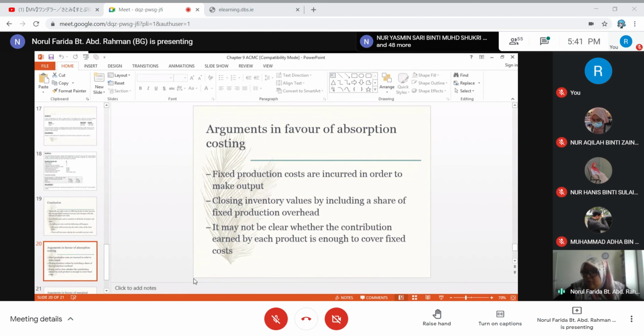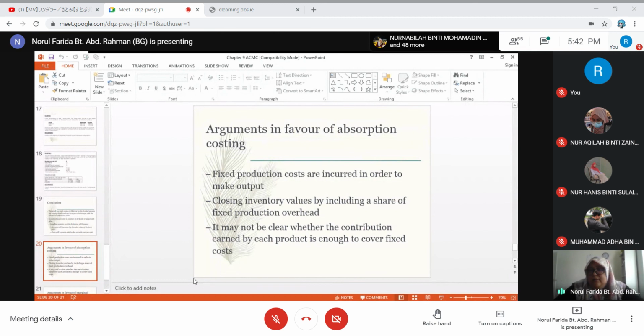Alright. So your arguments in favor of absorption costing, kenapa orang suka pakai absorption costing, is fixed production costs are incurred in order to make output. Therefore, it is fair to charge all output with a share of this cost. Okay. Dan nama pun production cost. Okay. Bezanya dia hanyalah fixed cost, fixed production cost. Tapi dia still production cost walaupun dia fixed.